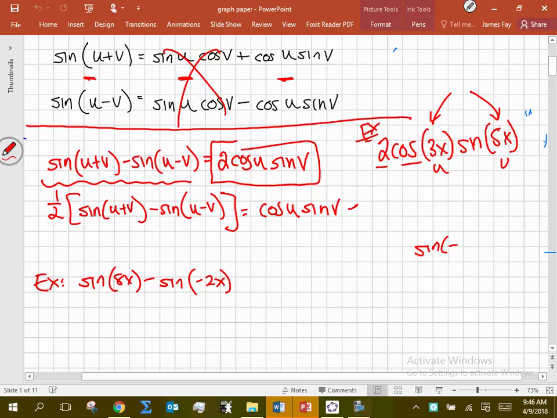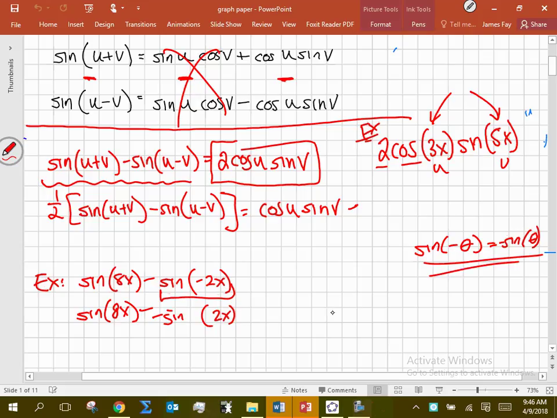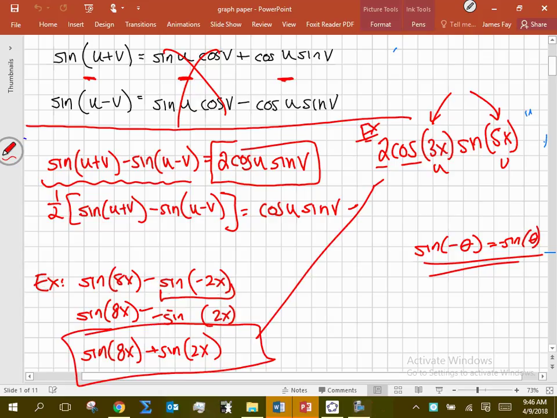Don't we know sine of negative theta is equal to the opposite of sine of positive theta? So can I write this as sine of 8x minus, now I'll write this thing as a positive 2x, so I need another negative out in front. So it becomes that. That's using this cofunction identity. But what's minus a negative? Positive. So sine of 8x plus sine of 2x. And that is the same thing as that there.